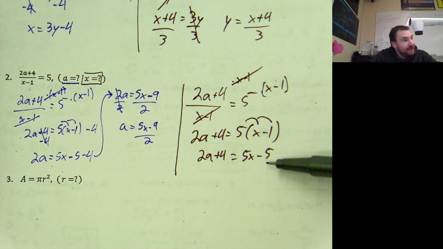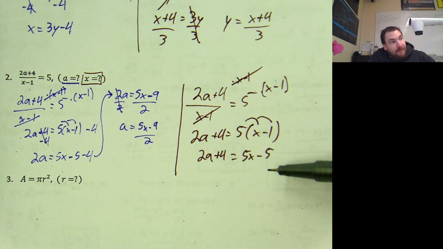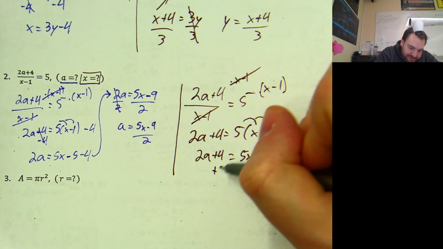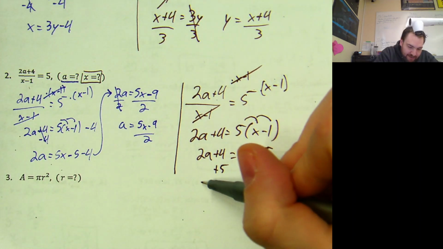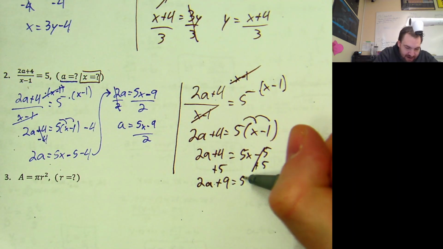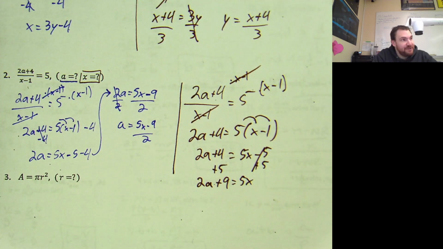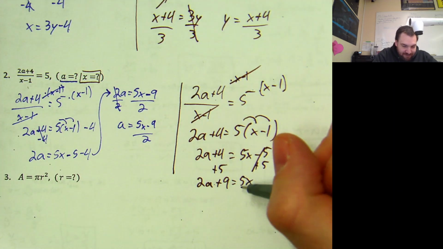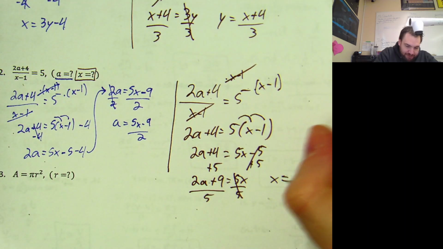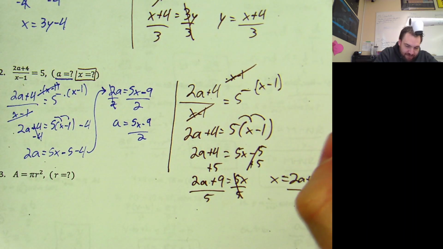So what do I do? What's my next step here to get x by itself? We're going to add 5. Love it. Because 5 was negative, we're going to add it over both sides. Boom. Cancels there. You're leaving me with 2a plus 9. Love it. Equals 5x. Last step, sir. Love it. x equals 2a plus 9 over 5.